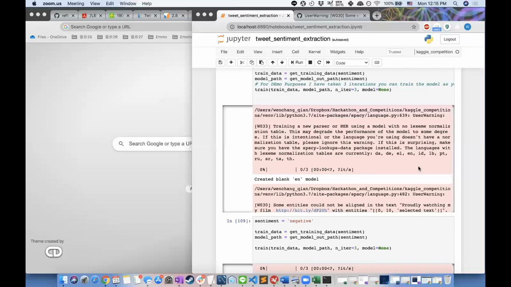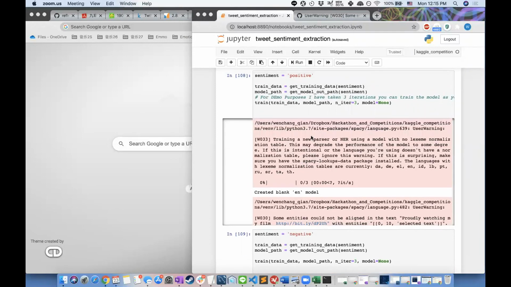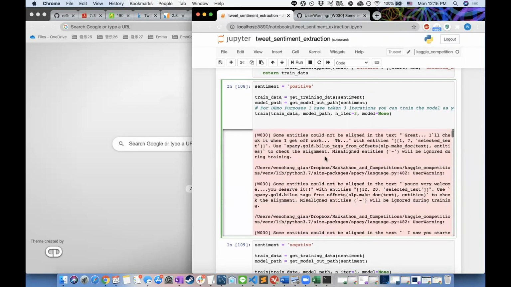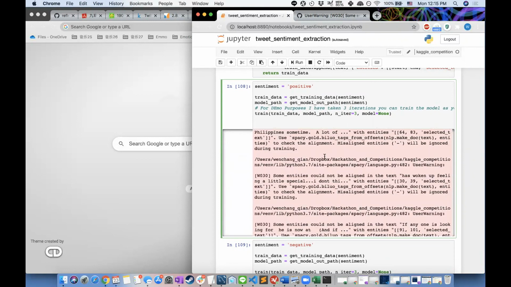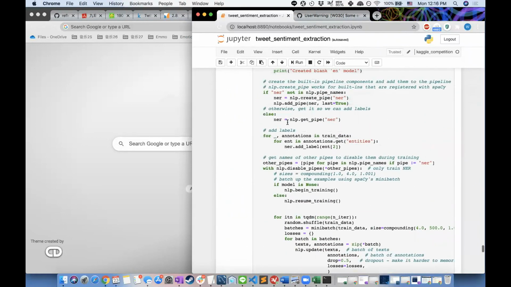Hey, so we're back. I have a question for you, Darren. Are you guys done? What's up? I had this one. I don't know if you had this as well. Let me share my screen. I literally had this warning saying misaligned. Did you have that? I was just getting the NER model from the notebook, sentiment train data, get training data.